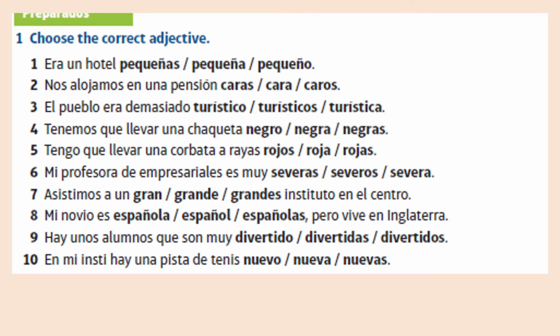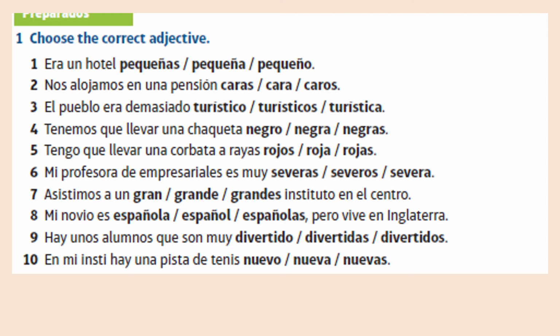Okay, let's put a bit more practice into this. You have got 10 sentences on the screen. You have 3 options as to which is the correct adjective. Pause the video, write out the whole sentence and put in the correct adjective. So let's do the first one together. Era un hotel, pequeñas, pequeña, pequeño.